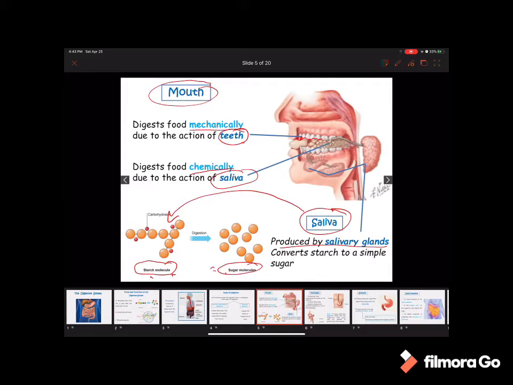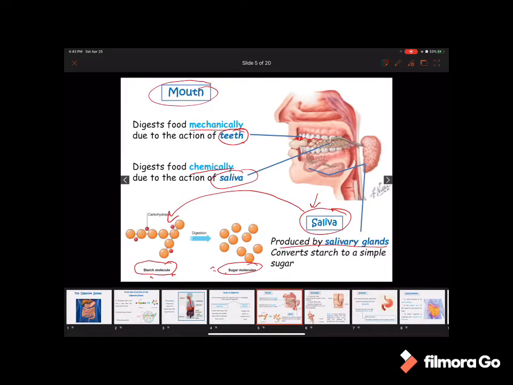For that reason, in the mouth, we could say that we're going to see both types of digestion: a mechanical or physical digestion that is done by the teeth when they grind and piece the food into smaller pieces, and a chemical digestion that is done by the saliva and the enzymes inside the saliva, and it basically acts on molecules of starch.